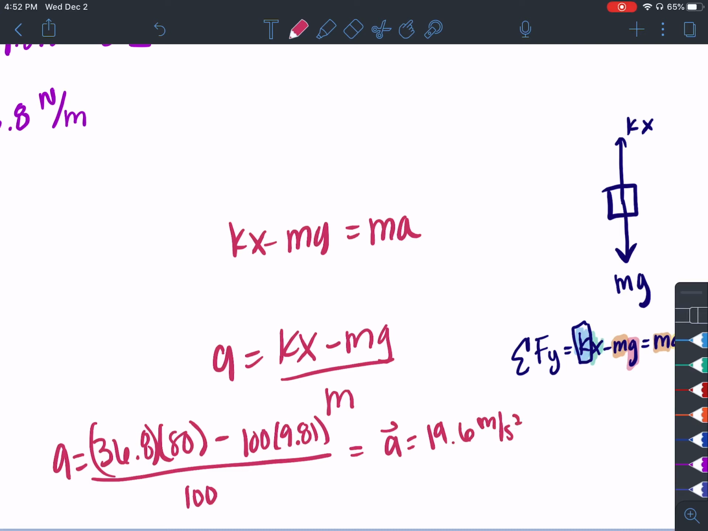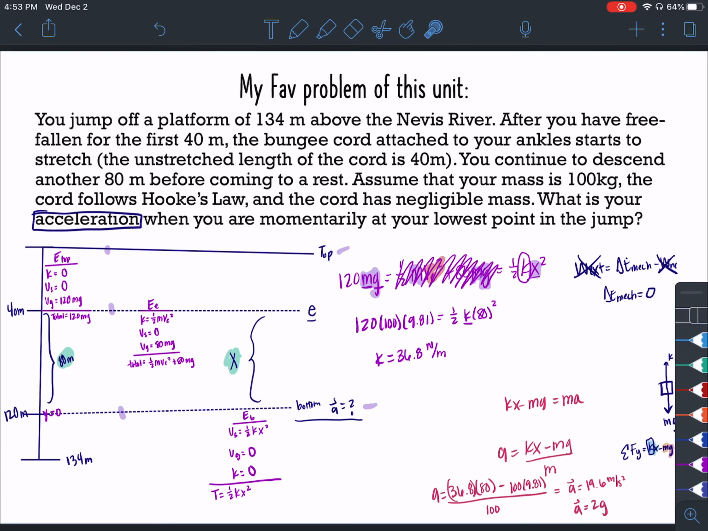Hopefully that number is kind of familiar to you. Some places when you see this solved, it will say a equals 2g, because this number right here is actually 2g. We could have solved this out in more variable form to get to this same final answer. But there you have it. So I recommend taking the time once again to kind of read through this problem. Make sure you feel very comfortable with how I got this set up.